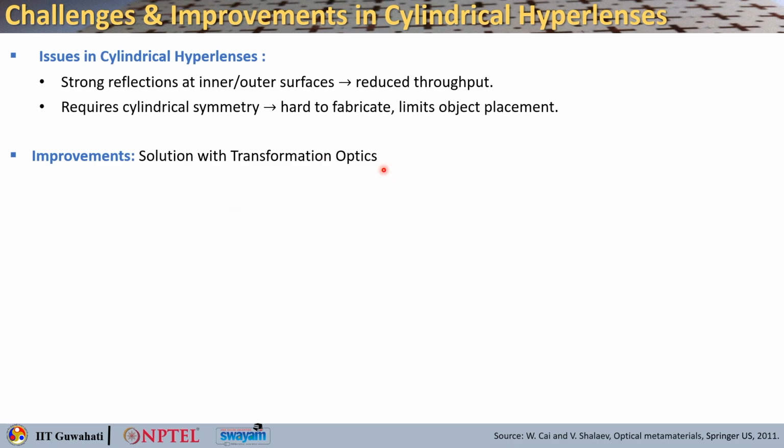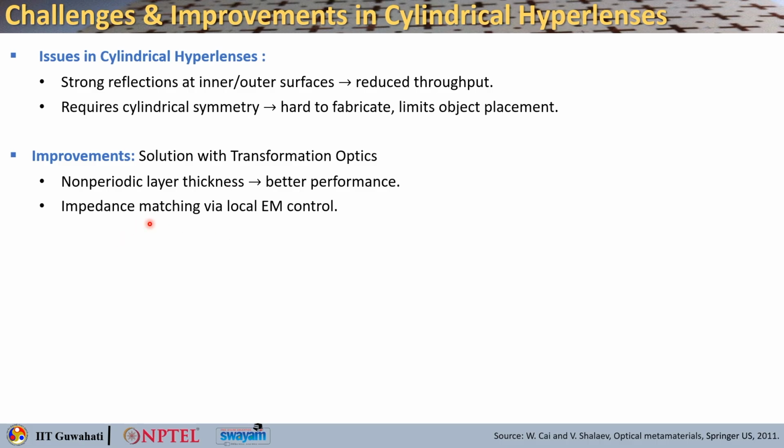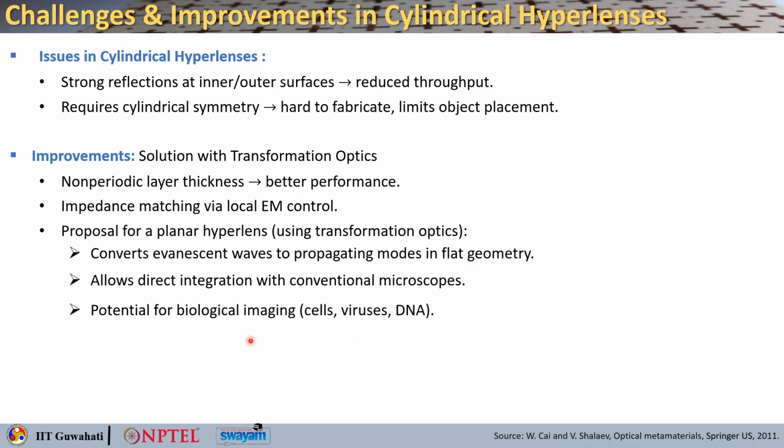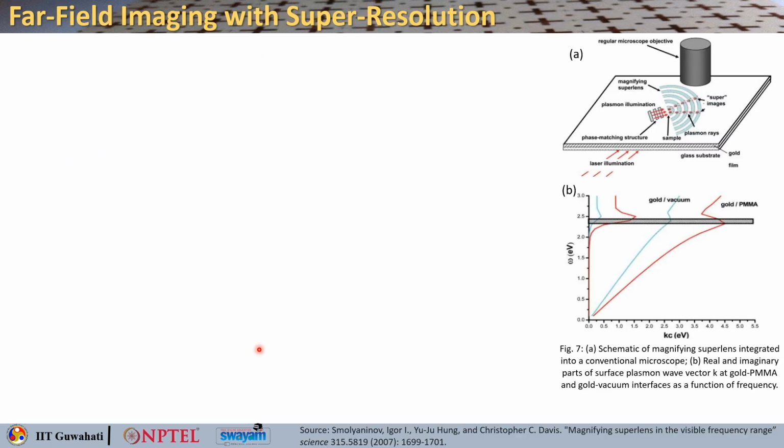You can think of solutions with transformation optics. You can think of non-periodic layer thickness, okay, that can give better performance. You can also think about impedance matching via local electromagnetic control, and you can also come up with a proposal for a planar hyperlens using transformation optics, which can convert the evanescent waves into propagating modes, but with a flat geometry. So, that would allow direct integration with conventional microscopes, and it has the potential for biological imaging of cells, viruses, and even DNA, right.